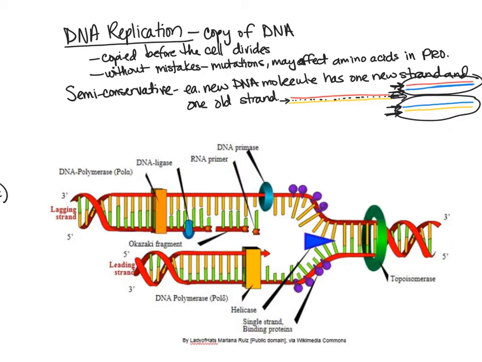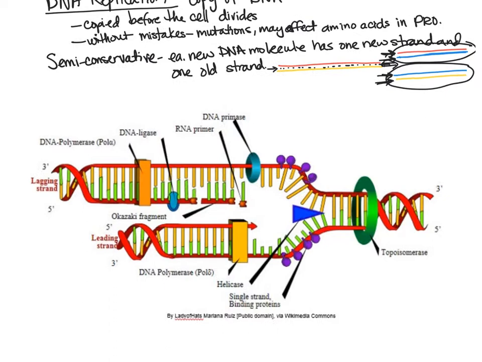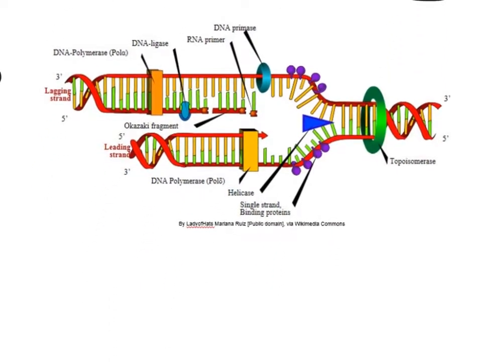So the image that I have here, down at the bottom, is basically the process of DNA replication. So we're going to go through the steps of DNA replication. First, we're going to take a look at what we need for DNA replication. So the first thing that we need is helicase. Now, helicase is an enzyme, and what that enzyme does is it breaks those hydrogen bonds between the bases on the double helix.